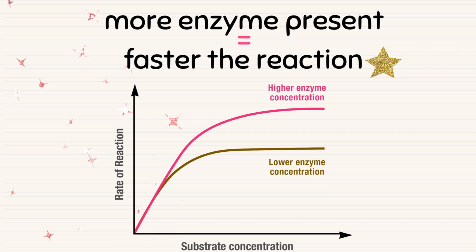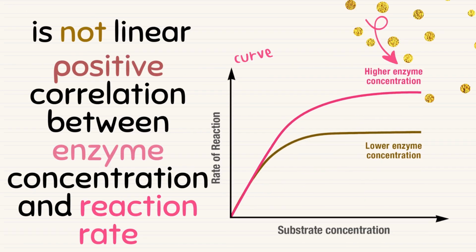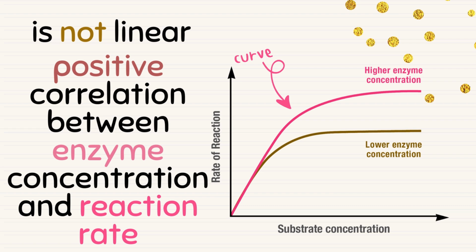This makes sense in the context of biochemistry because enzymes play a crucial role in catalyzing chemical reactions. More enzyme means the faster the reaction can occur. Now let's take a closer look at the graph. We can see that the relationship is not linear, but rather follows a curve. This suggests that there is a limiting factor at play, such as substrate availability or enzyme saturation.